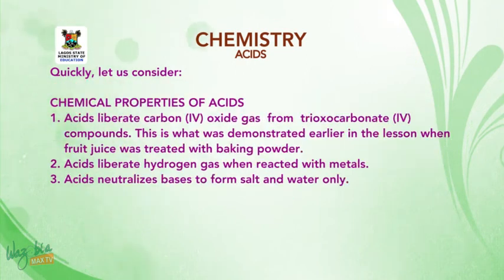Quickly, let us consider chemical properties of acids. Number 1, acids liberate carbon IV oxide gas from trioxocarbonate IV compounds. This is what was demonstrated earlier in the lesson when fruit juice was treated with baking powder. Number 2, acids liberate hydrogen gas when reacted with metals. And number 3, acids neutralize bases to form salt and water only.